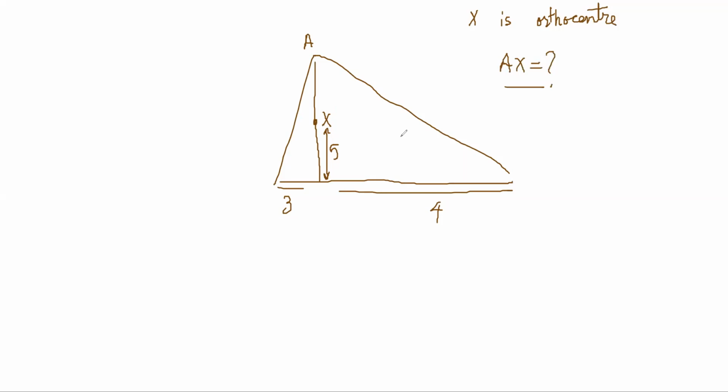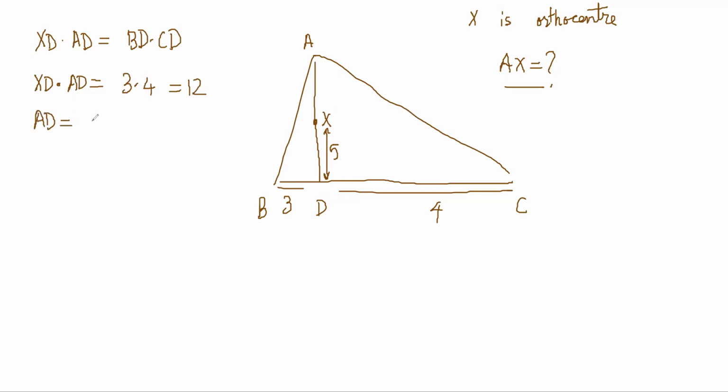So what you can say is XD into AD should be equal to BD into CD. So XD into AD should be equal to 3 into 4, so it is equal to 12. And XD is 5 given. So AD is coming as 12 by 5. So XD is 5, and AD is 12 by 5. Doesn't make any sense. So it is not possible.